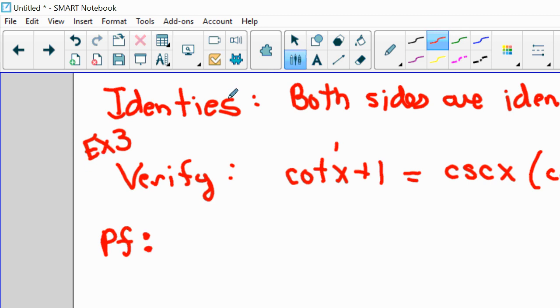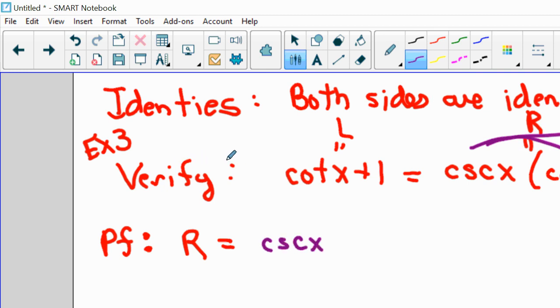Now, I can start with the left side, or I can start with the right side. I choose to start on the uglier side most of the time, so I'm going to start on the right. And then I'm going to do the obvious algebra move. It's called distribution, but it's more fun to say bring it. Anyway, I get cosecant x cosine x plus cosecant x sine x.